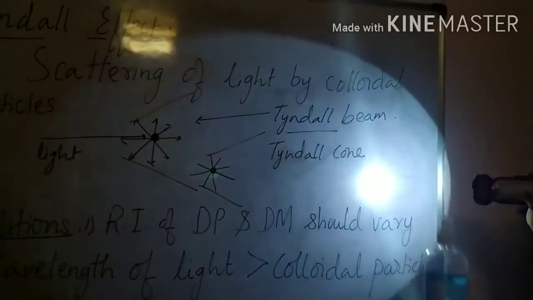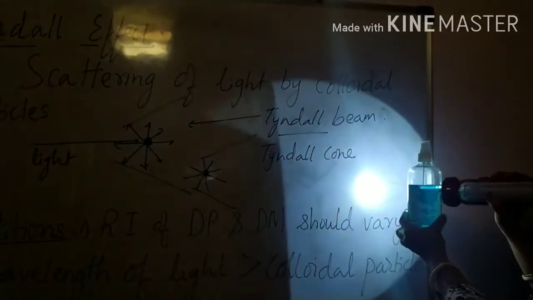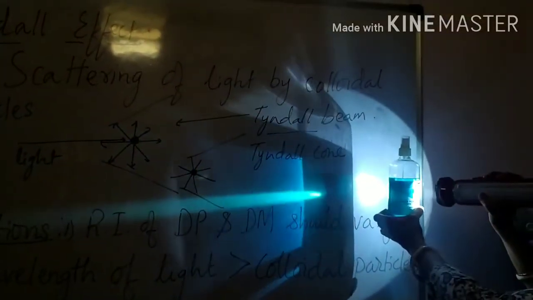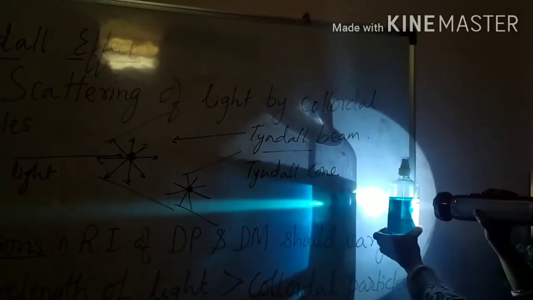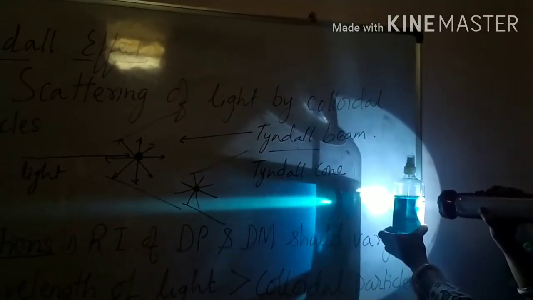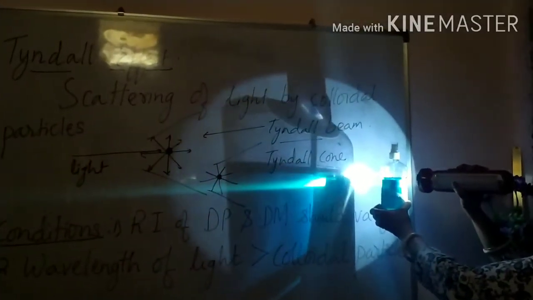Again, if I remove this, you can see the straight torch light will be focused. Again, if I take a colloidal system here, see the focus. It is forming a cone-like structure. So this property is called the Tyndall effect. Let us continue with some more conditions for the Tyndall effect.